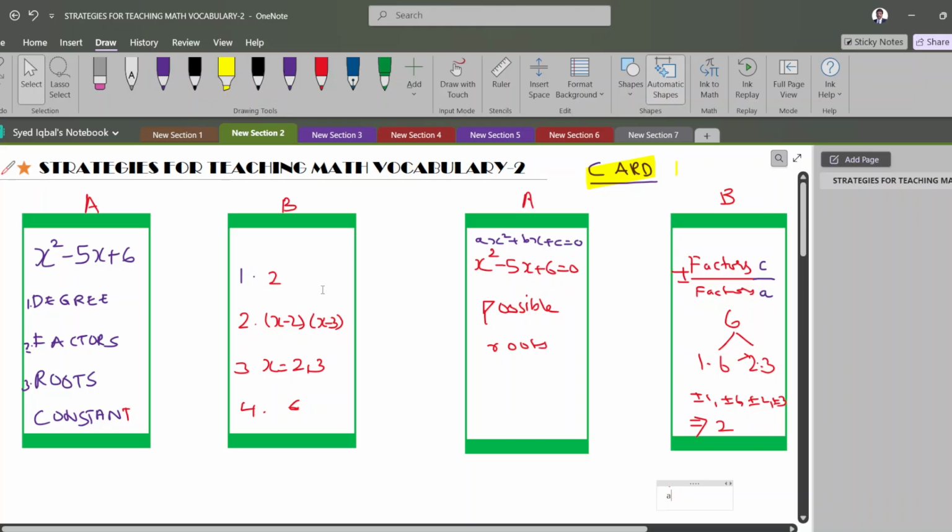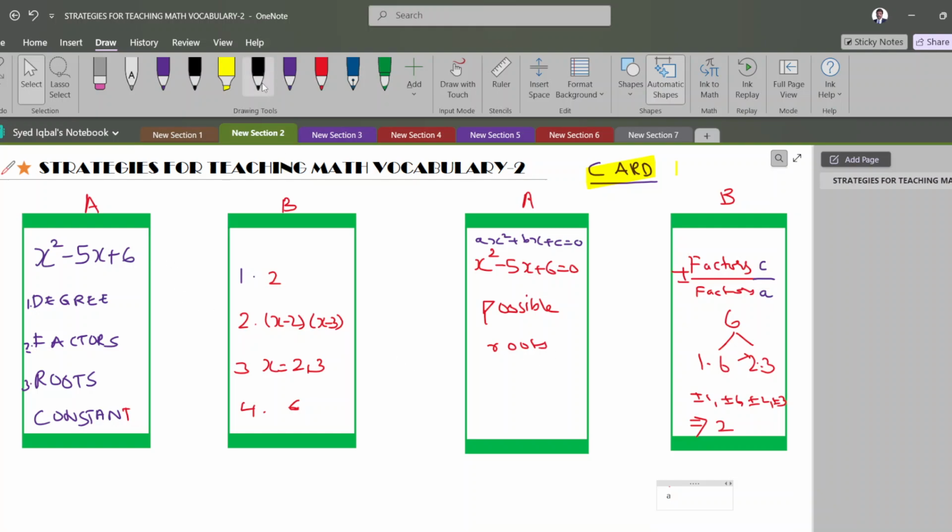So what is degree? They know what a degree is: the power of the highest coefficient, the highest exponent. Whatever the equation, the degree is the power. Then how many factors are there? There will be two factors. And how many roots? Two roots will be there. And what is the constant? You see, constant, coefficient, you can introduce the terms.